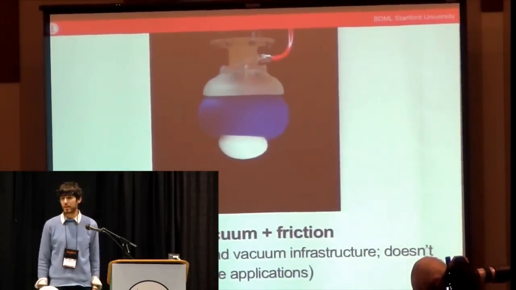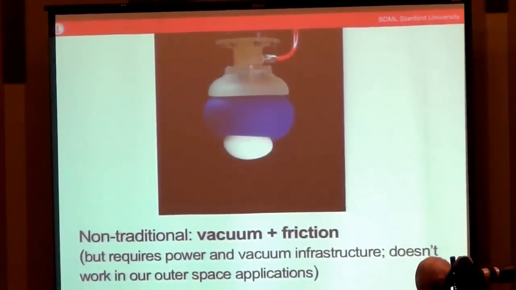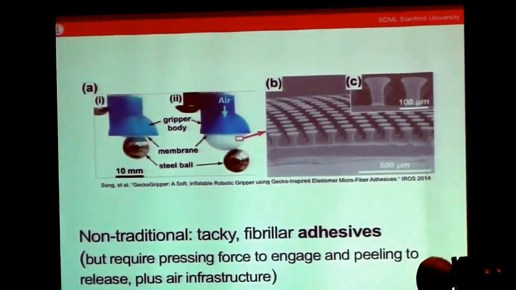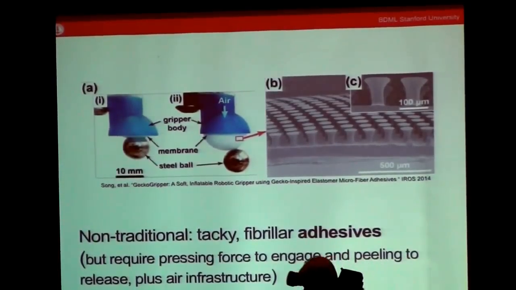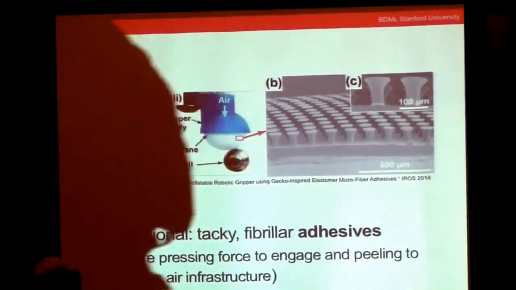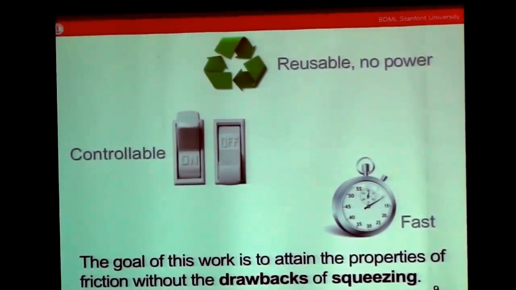So there are some alternatives out there. Probably everyone's seen the universal gripper. It's using vacuum and friction. Other options are tacky adhesives that you can stick onto a surface and lift, and then to release, you peel it away from the surface. But the goal of our work is, can we get back to those properties of friction without the downsides of squeezing? So this is our gripper.